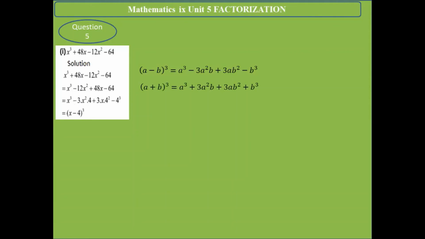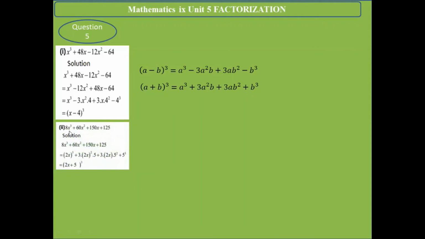Again, there is another formula. If we have all the terms with positive sign, then we use this formula, (a plus b) whole cube, which is equal to a cube plus 3a square b plus 3ab square plus b cube. Again, you just have to recognize which value will be equal to a and which value will be equal to b, and arrange the values of 3a square b plus 3ab square.